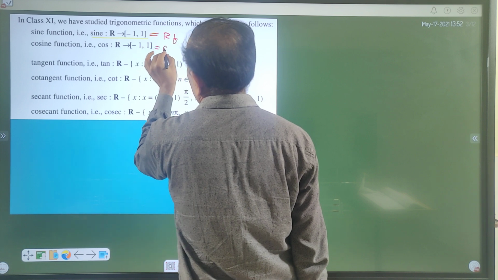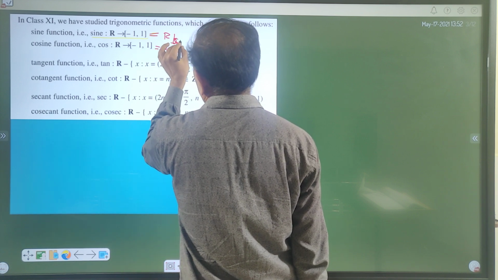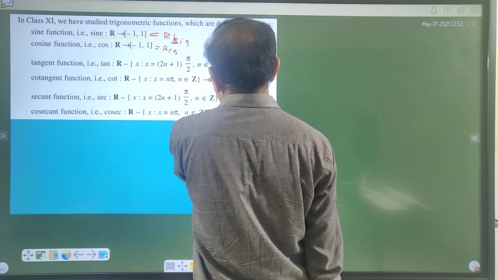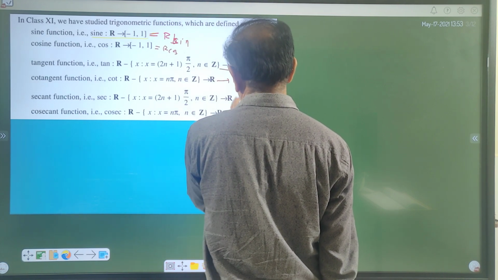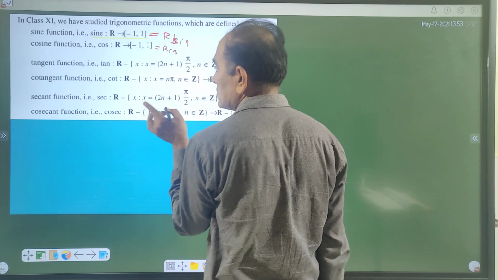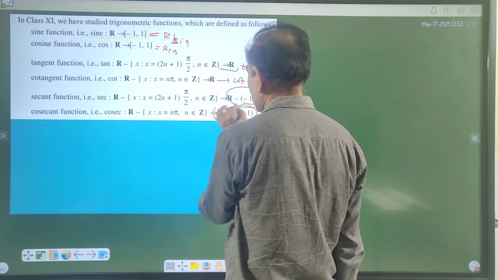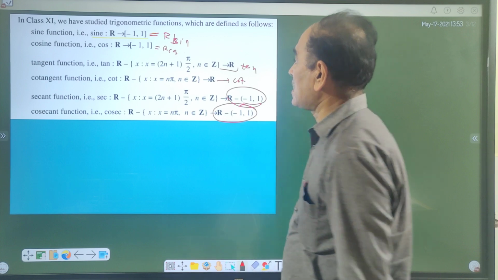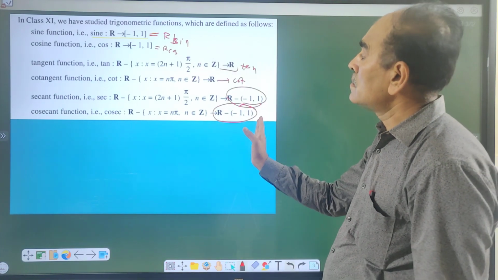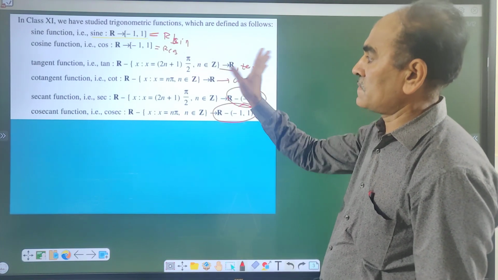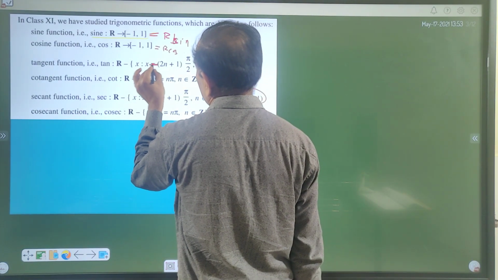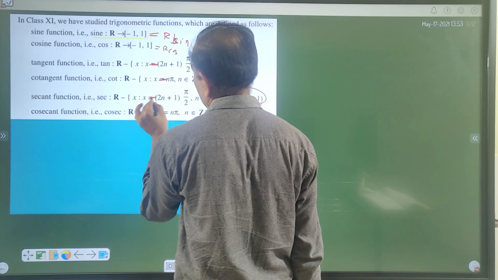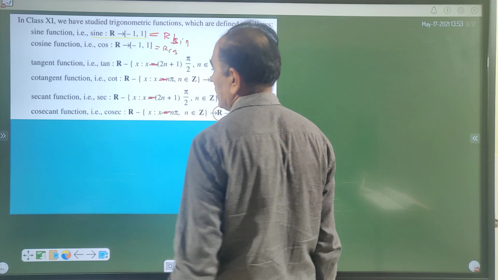That is also the range of the cos function. And this is the range of the tan function and the cot function. This is the range of sec and the range of cosec. So the codomain is the same as the range, so that function is onto. Here it is not equality but a minus sign, that we know very well.